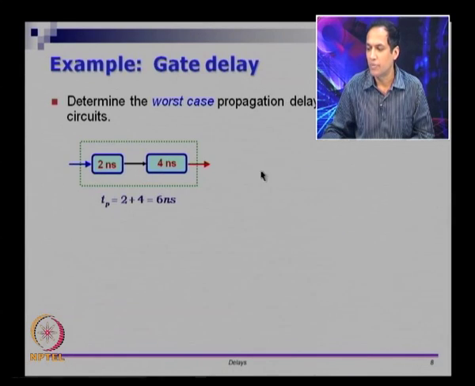And the propagation delay for this one: any change in input here, in the worst case, will require 2 time units to come here plus another 4 time units to go here. So, its TP is 2 plus 4 equals 6 nanoseconds. So, this is slightly straightforward. I take the worst case here, I take the worst case here, I add both of those up, and that will give me the worst case here.